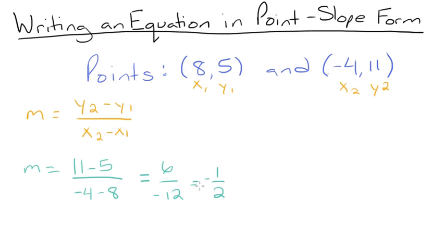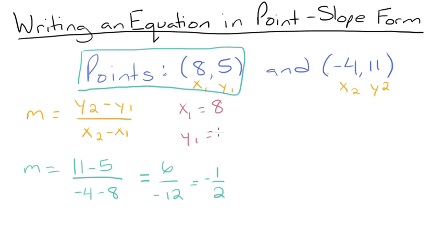Now that we know our slope, let's choose one of the 2 points to write our formula. For this example, I'm going to use the point 8, 5. You can absolutely use -4, 11 if you want to, and you will get a correct answer as well. It won't be the exact same answer as using the point 8, 5, but if you follow the exact same steps, it will also be correct. So let's first list the values that were given. We have x1 is equal to 8, y1 is equal to 5, and we found our slope to be -1/2.